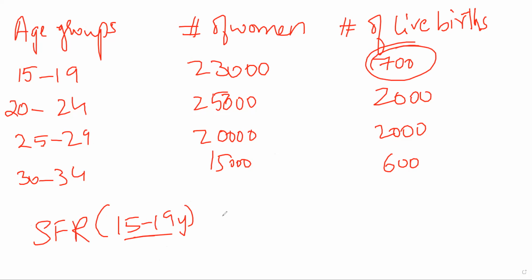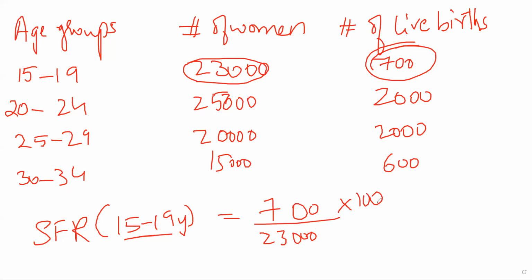Okay. So this will be equal to 700 divided by total population of that age group, so this 23,000, into 1,000. Okay. This will give me an answer close to 30.43. So my specific fertility rate is 30.43. Okay. Now I can compare different fertility rates like this. Let us suppose in the same example, I write 30.43 here.